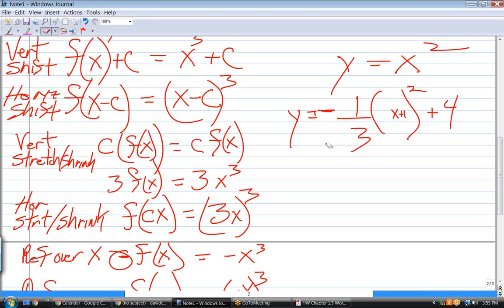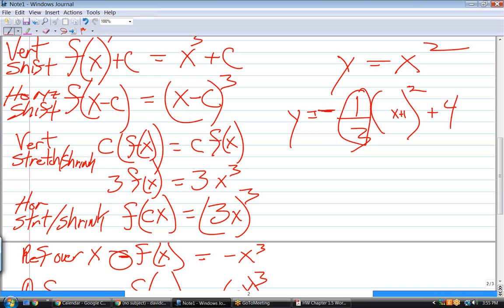Okay, well, I see that it's going to be a reflection. Over which axis? Because there's two axes to reflect over. I believe it's a horizontal. Yes, the x-axis.